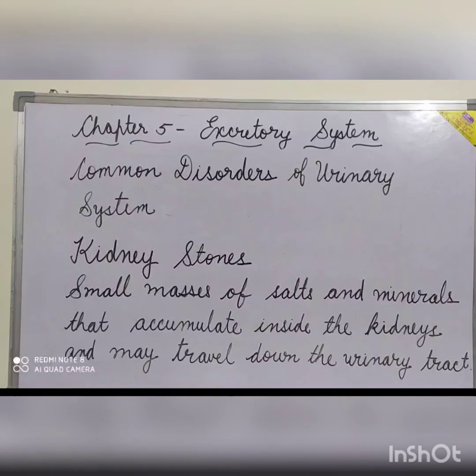The next common disorder of the urinary system is kidney stones. They are small masses of salt and minerals that accumulate inside the kidneys and may travel down the urinary tract. Kidney stones range in size from just a speck to as big as a tennis ball. That is, they may be very small or large in size. The symptoms are blood in the urine and pain in the abdomen. Surgical techniques are used for stones which do not pass through the ureters to the bladder on their own.